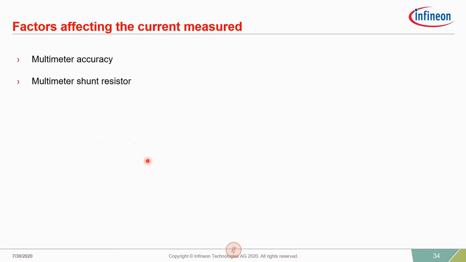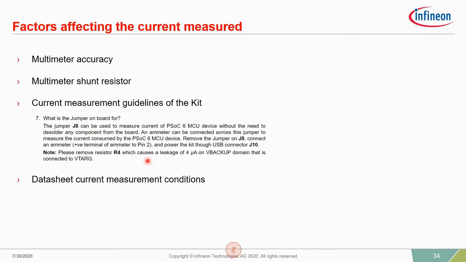Second point is the multimeter shunt resistor, which needs to be as low as possible, ideally within the range of 1 ohm to 10 ohms. If the shunt resistor is too high, then there will be a lot of voltage drop across the multimeter, which might result in the PSOC 6 device resetting. If you're using a PSOC 6 kit, then there will be current measurement guidelines provided in the kit guide.